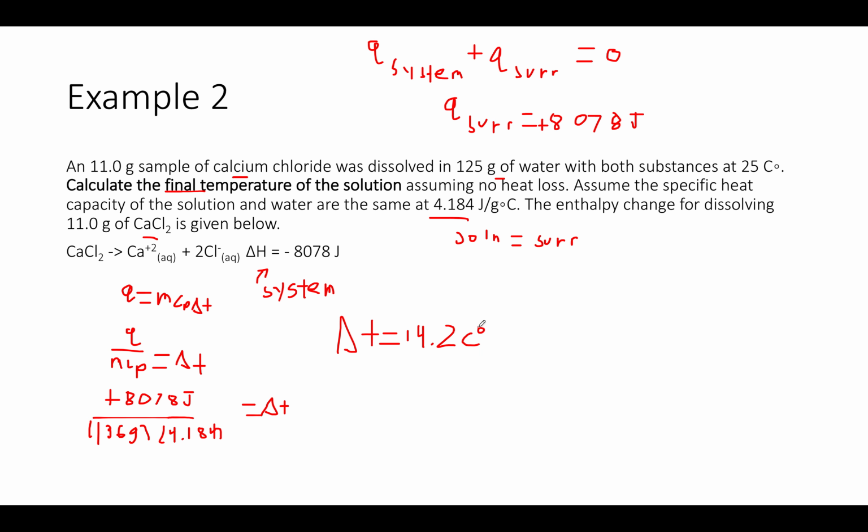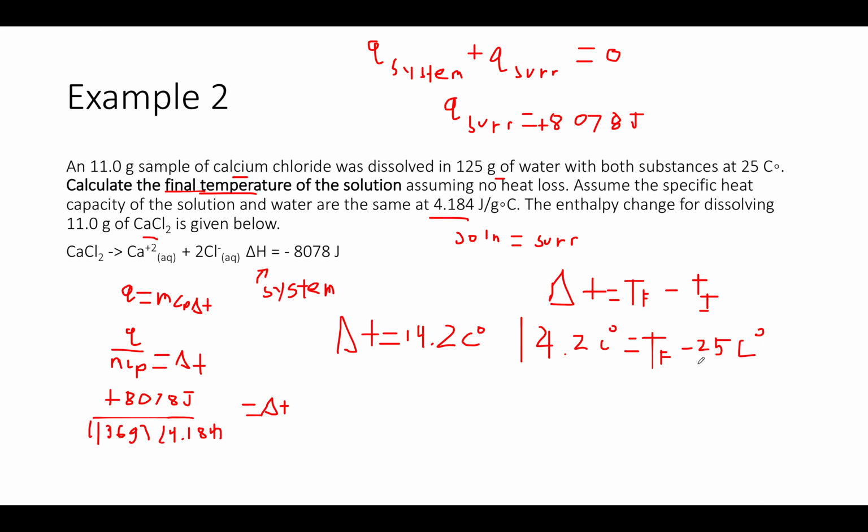No, it is not. We're looking for the final temperature. That just gives us the change in temperature. So what does delta T actually equal? Delta T equals the final temperature, what we're getting after, minus the initial temperature. We know the delta T, 14.2 degrees centigrade. We're going after the final temperature, and we know the initial temperature is 25 degrees centigrade.